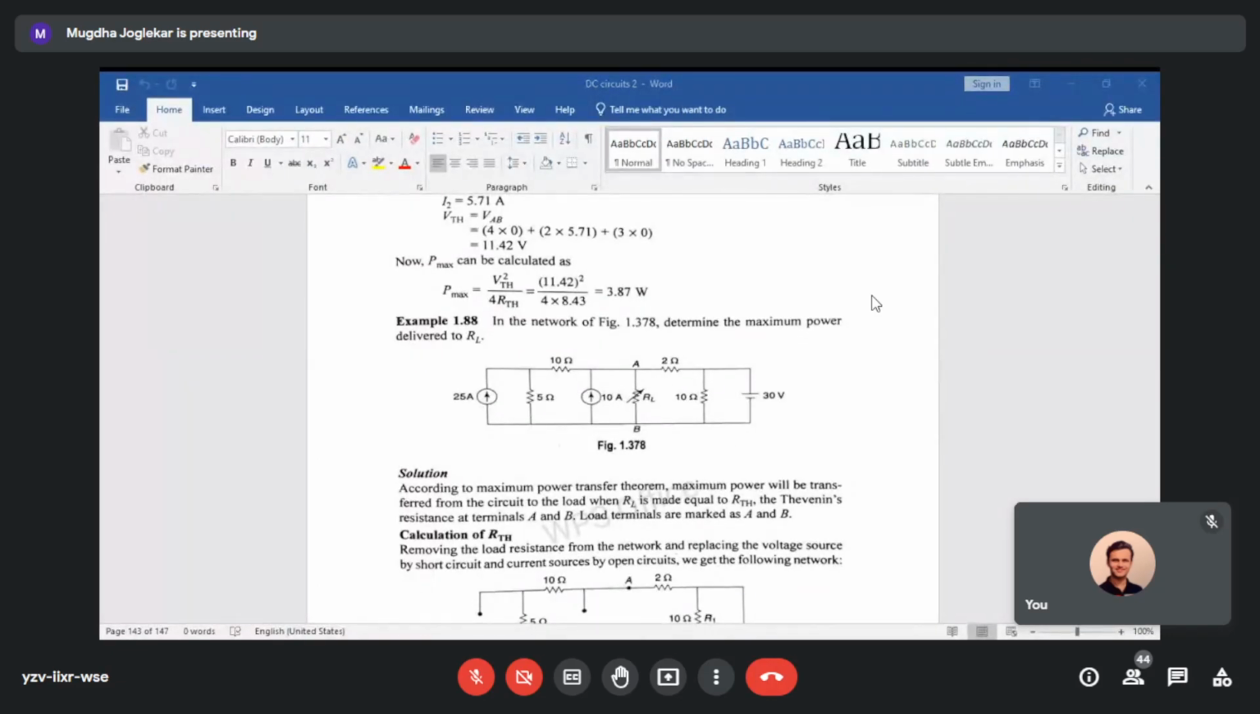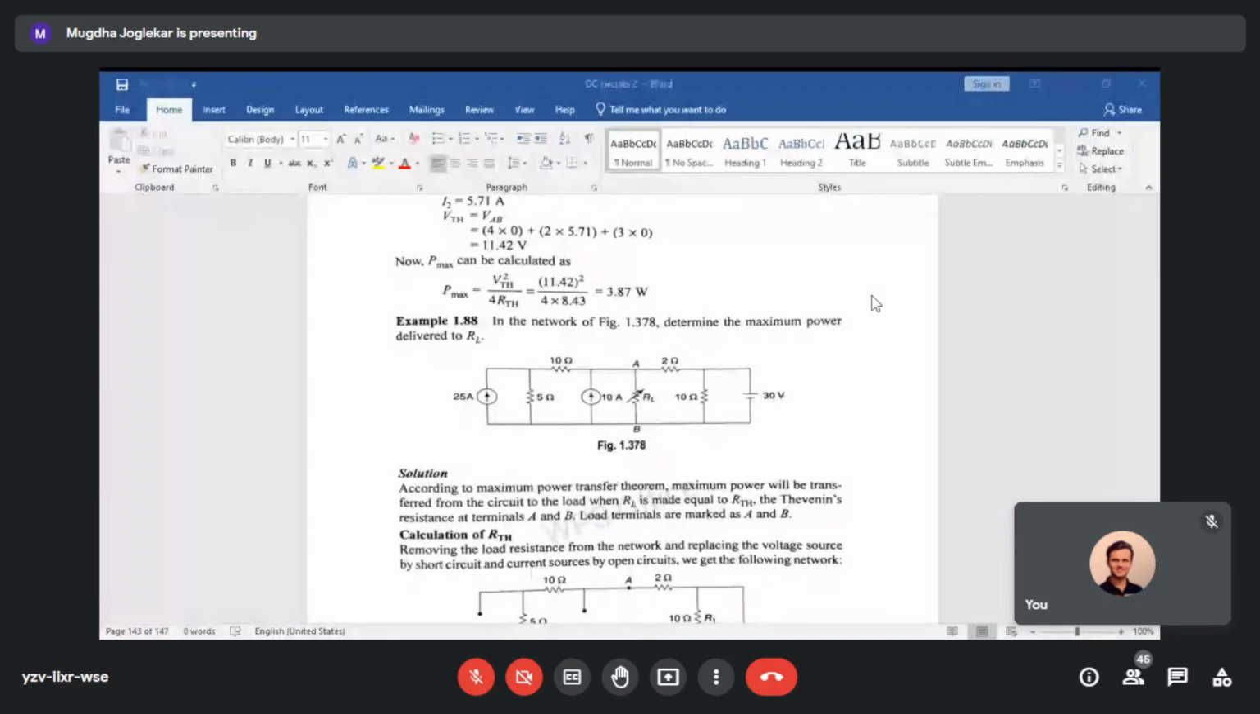Yes, is it visible to you? Yes, ma'am. So I think we completed 1.87 in the last lecture, right? Yes, ma'am. So you can proceed to 1.88 and we'll try to solve 1.89 also for practice. Any other question you require to discuss, note it down in your notebook along with the question number, and we'll discuss it after 15-20 minutes. Okay.